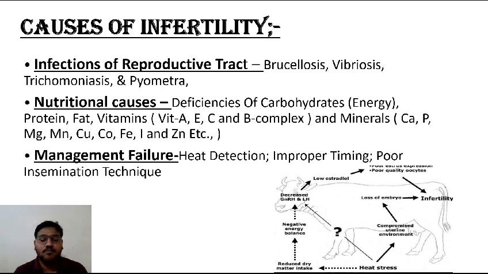Friends, coming to some more causes of infertility, it includes infections of the reproductive tract, which include brucellosis, vibriosis, trichomoniasis, and pyometra. Brucellosis is a very dangerous disease caused by the bacteria called Brucella abortus, in which abortion of the cattle occurs, and pyometra is a very serious infection which occurs in the uterus of an animal. Coming to the nutritional causes, it includes deficiency of carbohydrates, fats, proteins, vitamins, and minerals, and the managemental failure of cattle includes heat detection, improper timing, and poor insemination techniques.